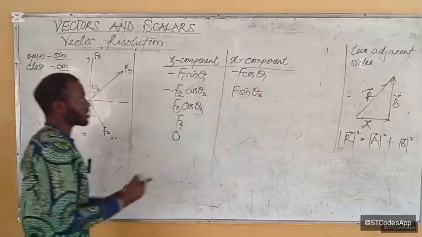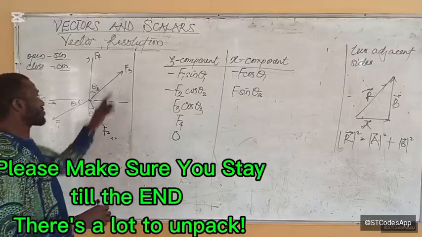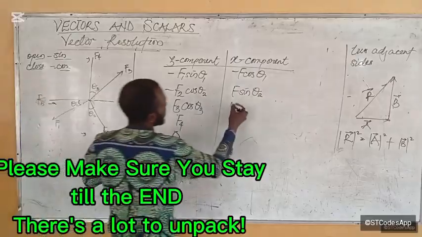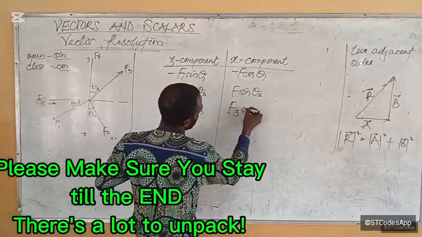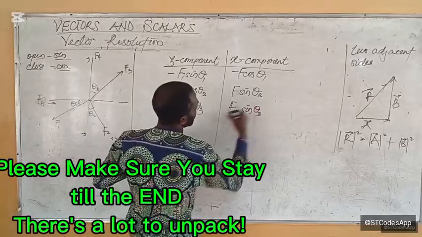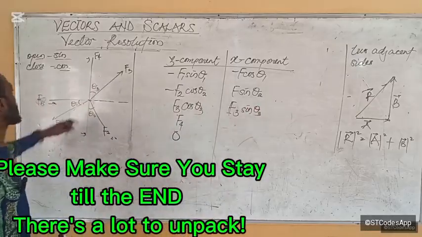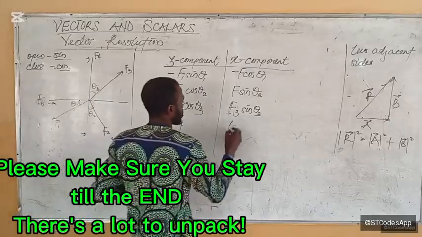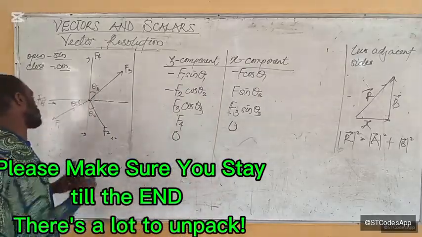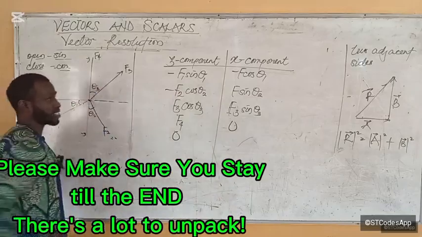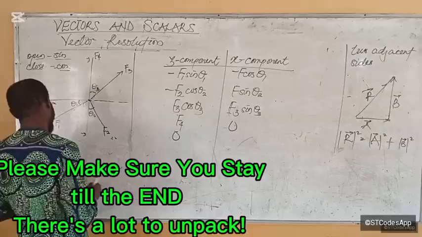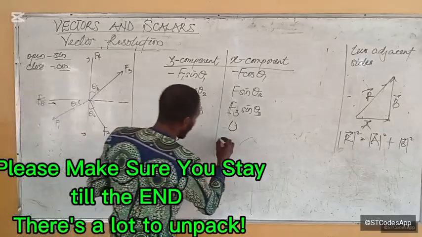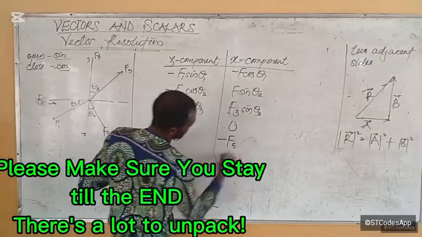Do you understand now? Then for F3, to come to the x-axis, it will be opening up theta 3. So that will be F3 sine theta 3. Then F4 is not an x component at all, so it will be 0. Because if you try to bring it to the x component, that's closing 90, that's cos 90, that's 0. Then for F5, it's perfectly on the x-axis, but it's negative, so that will be negative F5.